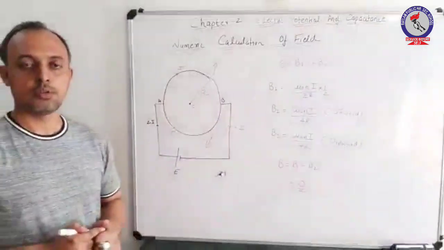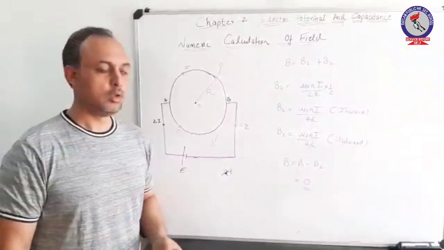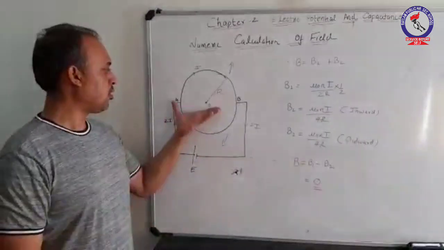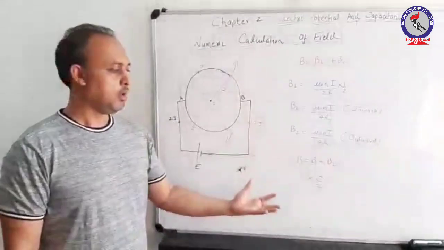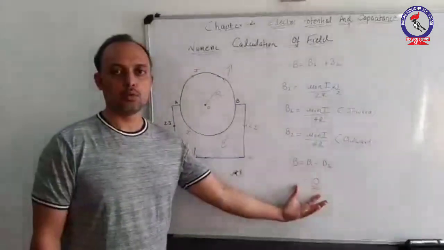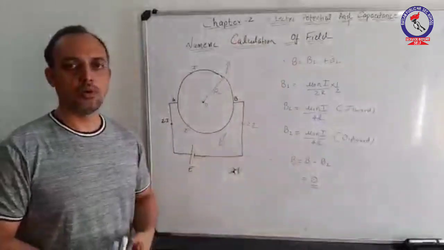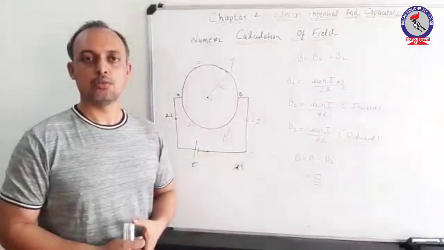So this is a special concept which should be remembered: if you connect a battery across the diameter of a circular coil, the net field comes out to be 0. How? We have just gone through it. I hope you have understood this concept well.